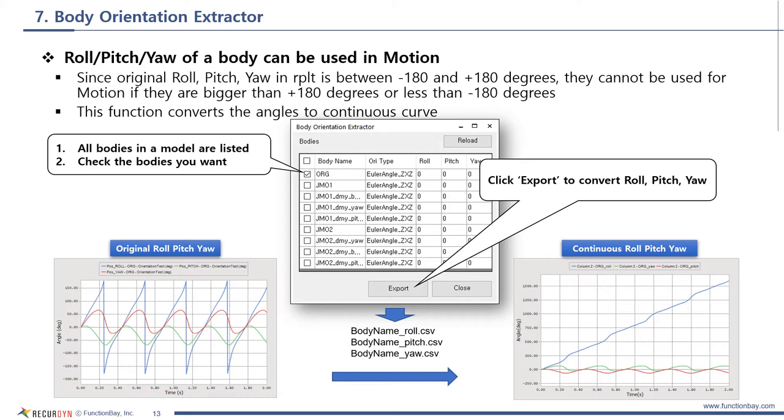To use this function, in the customization tab, click the run icon in the processor group and double click body orientation extractor to run it. If you click the export button after selecting a body, the result of roll, pitch, and yaw with continuous angle values are output as a CSV file.